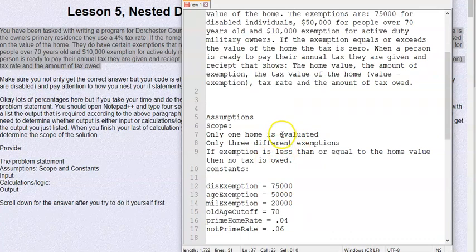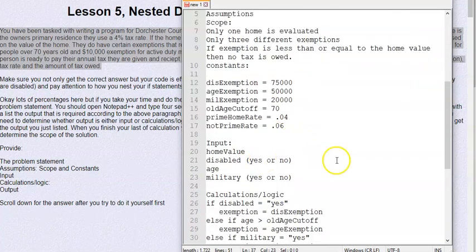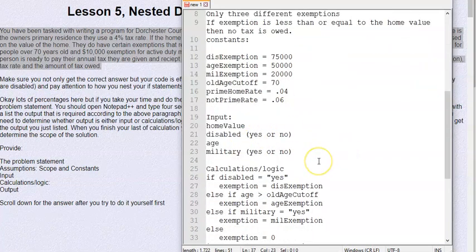Now we're ready to go ahead and flowchart. The flowchart is going to be different than our problem statement, and that's because we don't have to ask all these questions. Because if they're disabled, then why ask how old they are or whether they're military or not, because they've already got the greatest exemption.